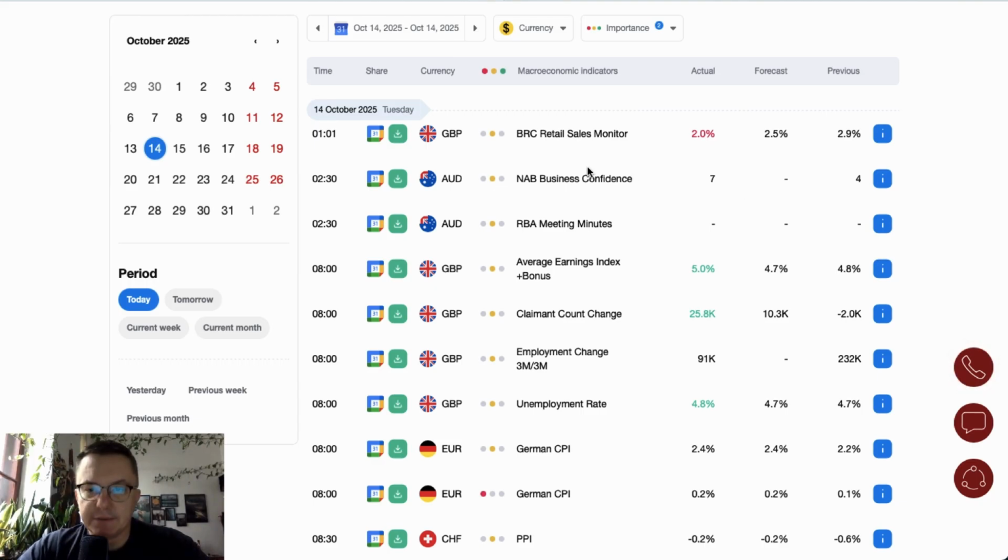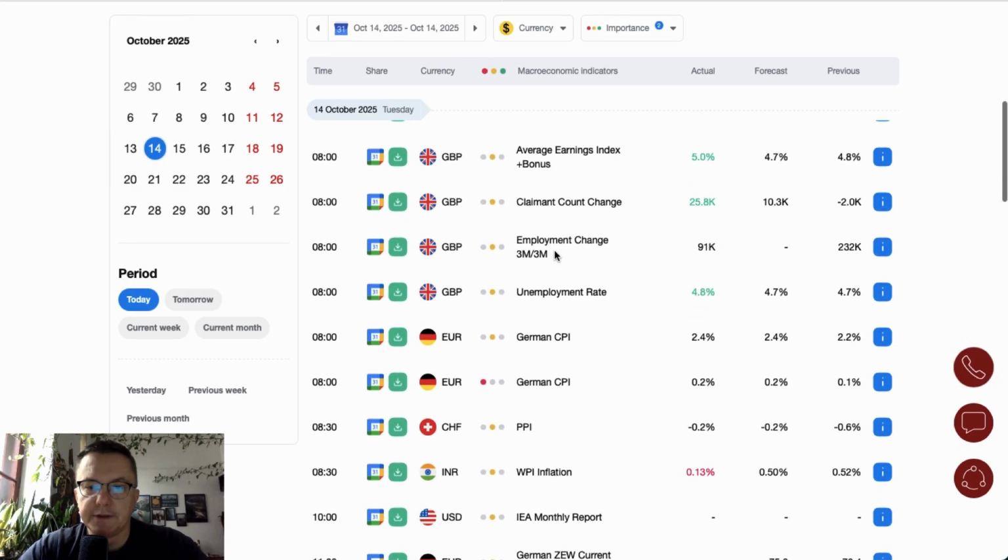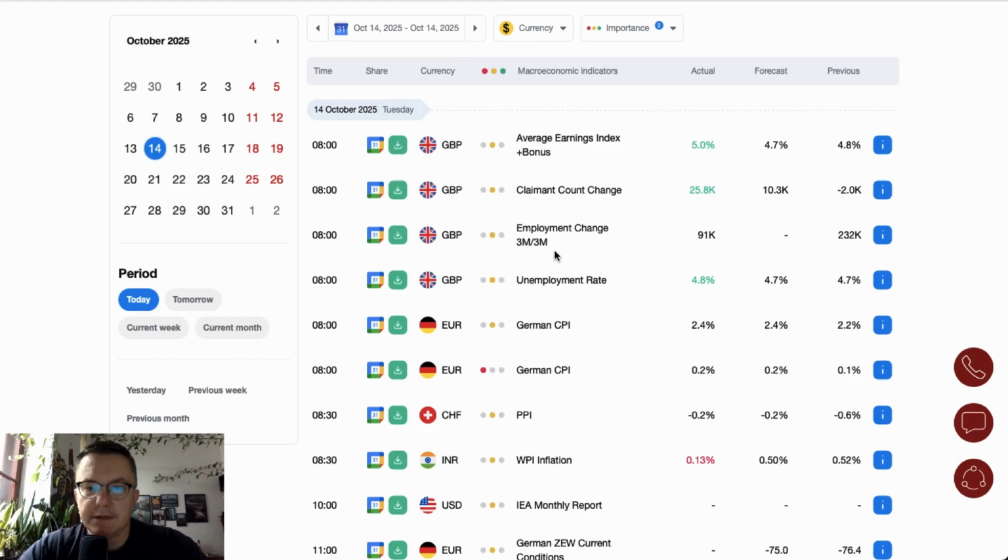We start with the retail sales monitor, 2% down from 2.9. Business confidence in Australia up from 4 to 7 points. And please notice, all of you Australian dollar traders, we got the RBA meeting minutes released just recently at 2:30. Average earnings index and bonus in the UK up from 4.8% to 5%. Claimant count change up from -2,000 to 25,000. Employment change down from 232,000 to 91,000, and unemployment rate in UK is up from 4.7 to 4.8%.